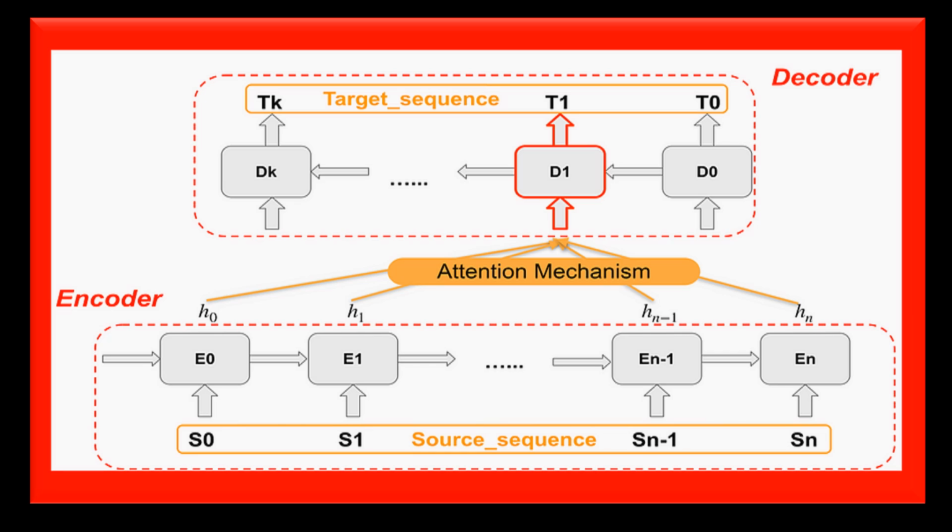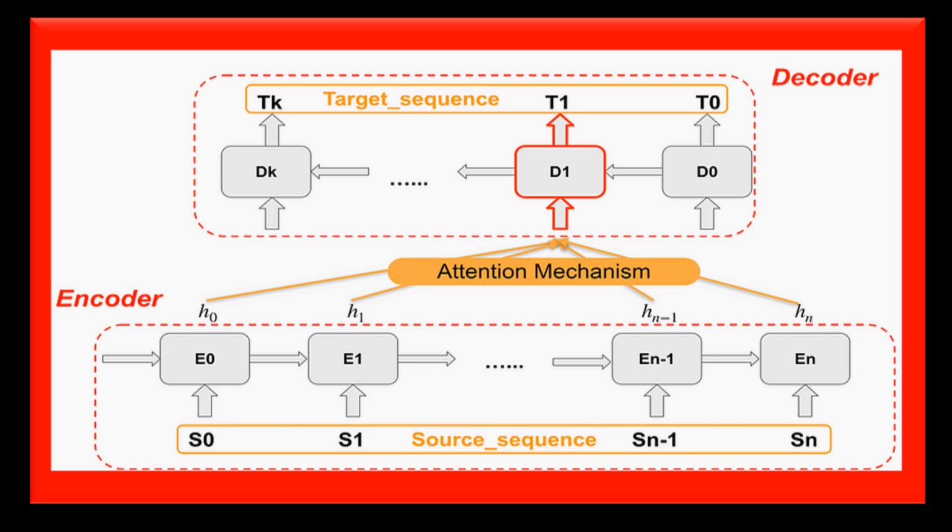Then we have a softmax function. The result of the dot product attention is passed through a softmax function which converts the dot products into a probability distribution over the input sequence. This distribution represents the attention weights for each position in the input sequence. Then we have a weighted sum. So finally, this attention mechanism computes a weighted sum of the values using the attention weights generated in the previous step. So this weighted sum represents the output of the attention mechanism for the current position in the input sequence.